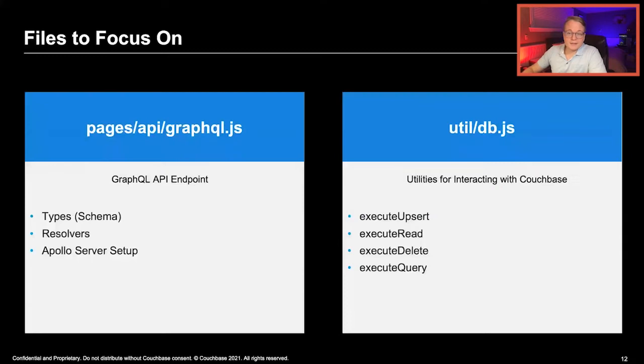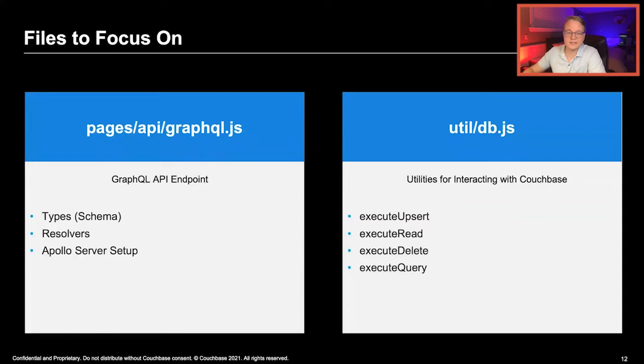When it comes to the backend, there's two key files that we'll look at. The first being our pages/API/GraphQL file. And this is where we'll set up our GraphQL endpoint and define our schemas and resolvers. And Next.js will actually build an API endpoint for any file that's in this API directory, making spinning up a full stack app super easy.